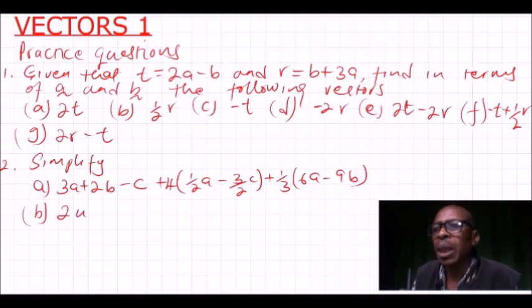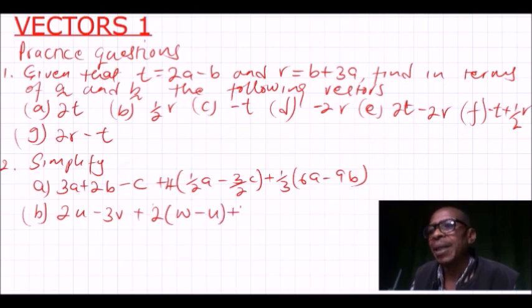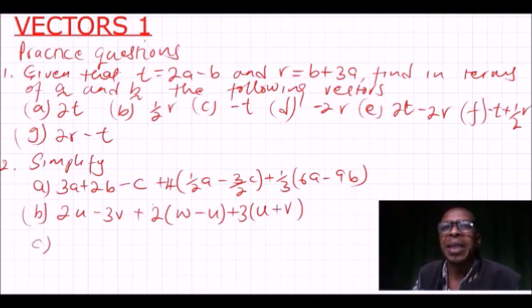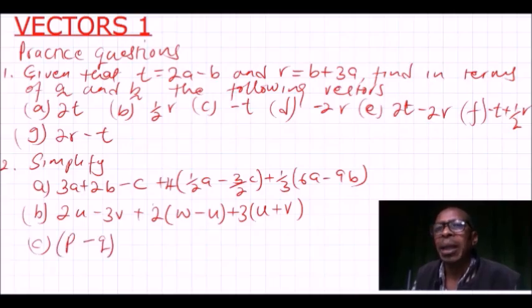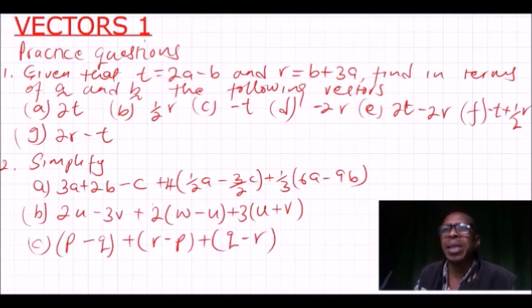Then we have B: 2U minus 3V, then plus 2 into bracket W minus U, plus 3 into bracket U plus V. You put the bracket. Then we have C: P, put the bracket, minus Q plus R, minus P plus Q minus R. So you can try those three questions.